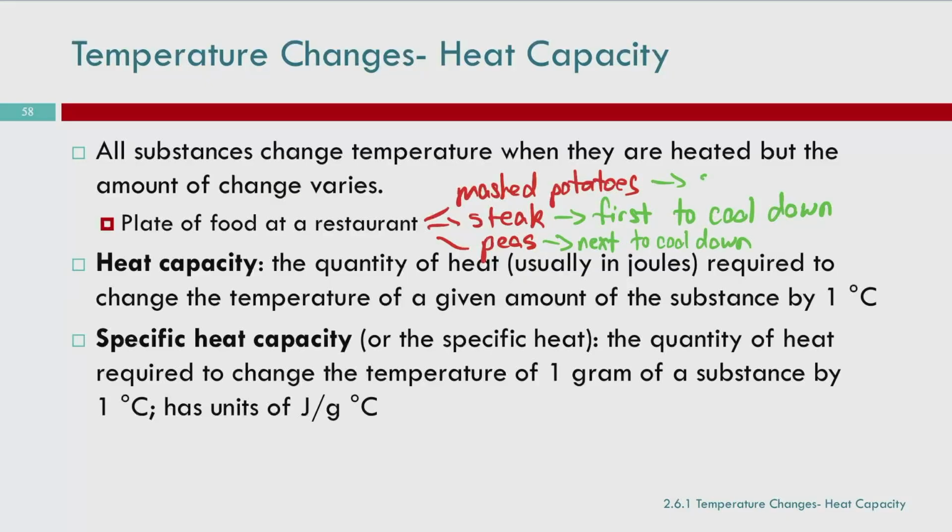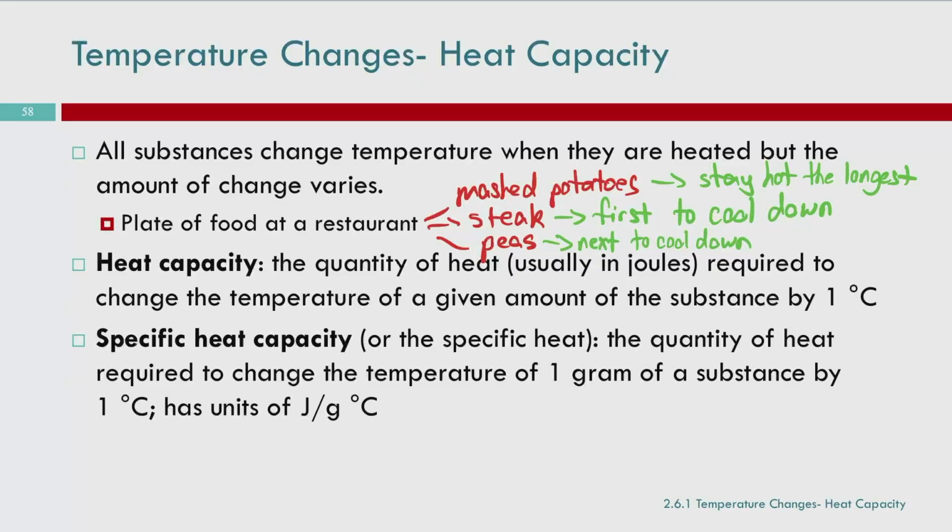And then mashed potatoes were going to stay hot the longest. But why? Well, the reason why is because of the water content, roughly. So mashed potatoes has a lot more water in it. Water has what we call a high heat capacity. The heat capacity is the amount of heat that it needs to change the temperature of a given amount by 1 degree Celsius. So it's a measure of how much heat it takes to change temperature.